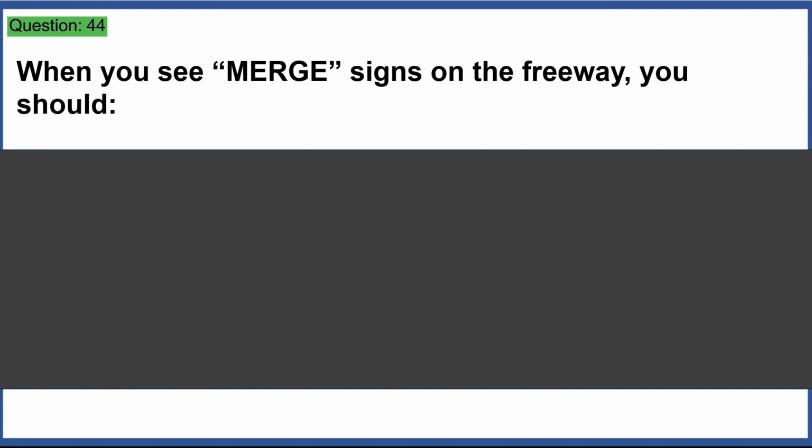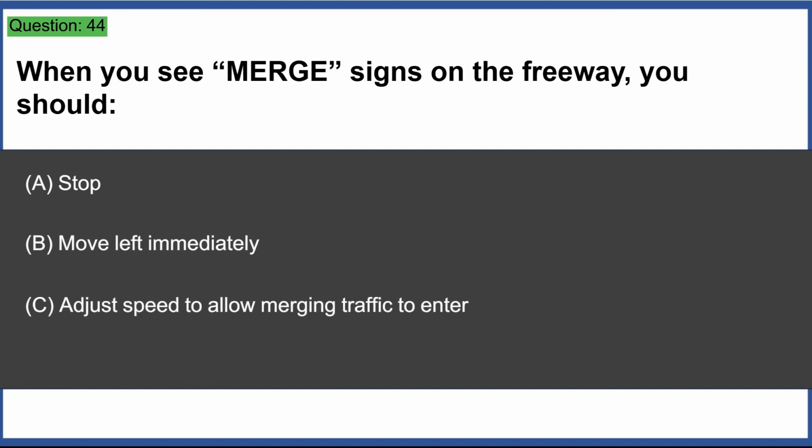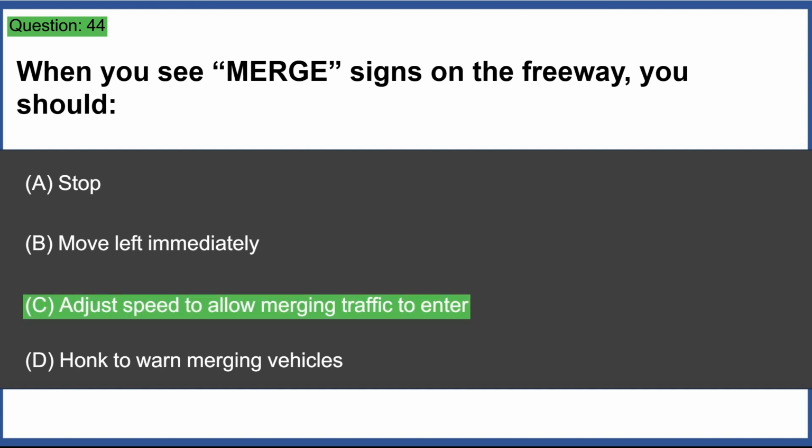When you see merge signs on the freeway, you should: A. Stop. B. Move left immediately. C. Adjust speed to allow merging traffic to enter. D. Honk to warn merging vehicles. Answer C. Adjust speed to allow merging traffic to enter.